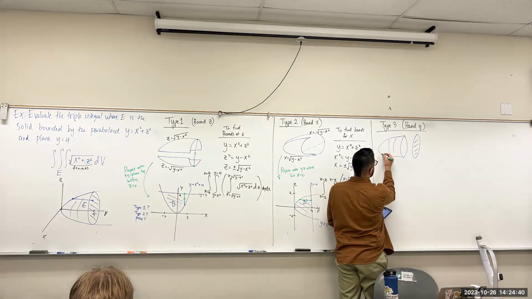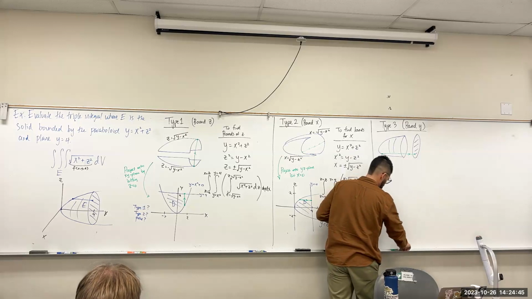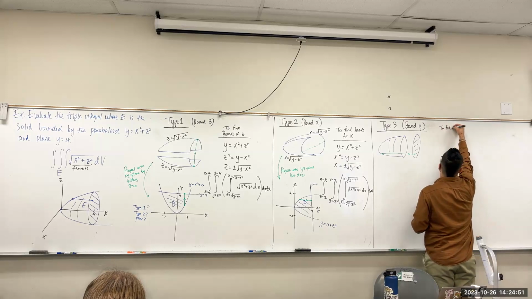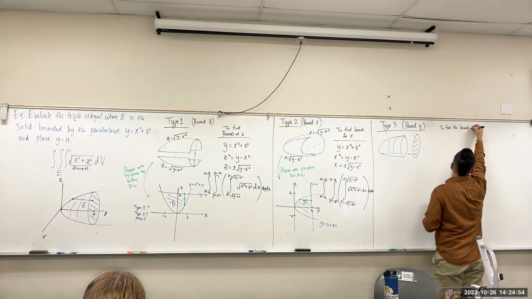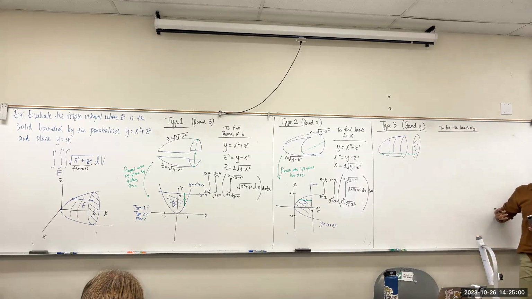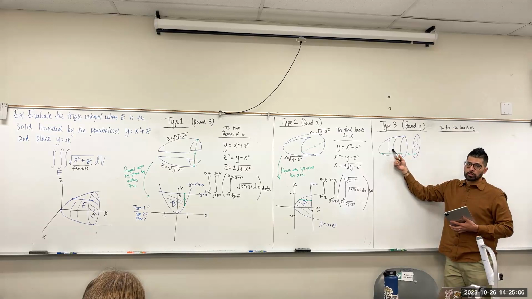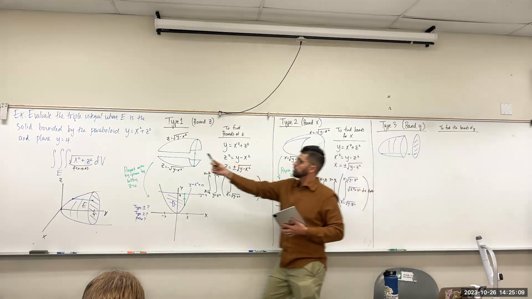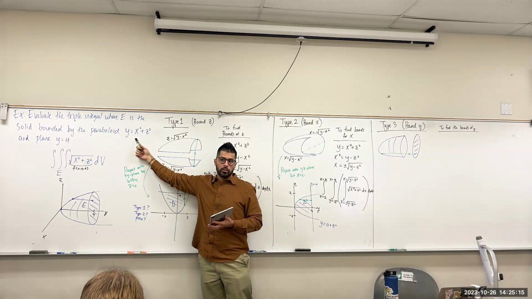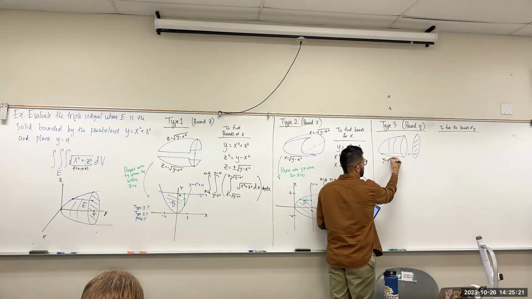So notice I have something like this now. Then to find the bounds of y, I need to figure out how to write them as functions, right? What is the equation of the paraboloid? You see how y is already isolated? That itself is a hint that you probably want to use that type. Okay? So this is y is equal to x squared plus z squared.